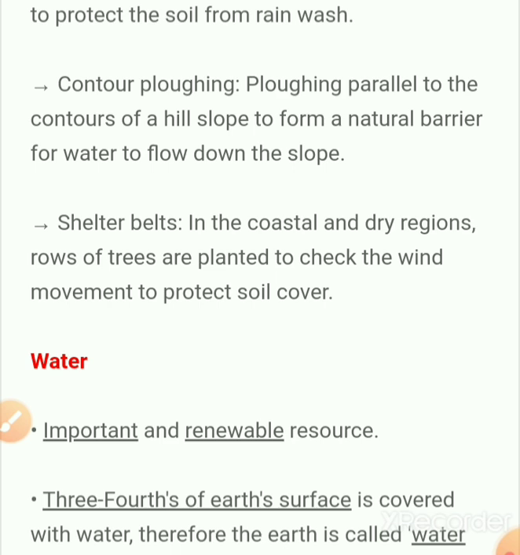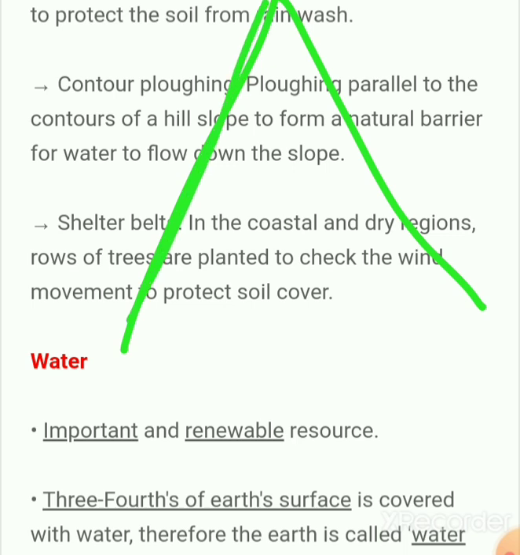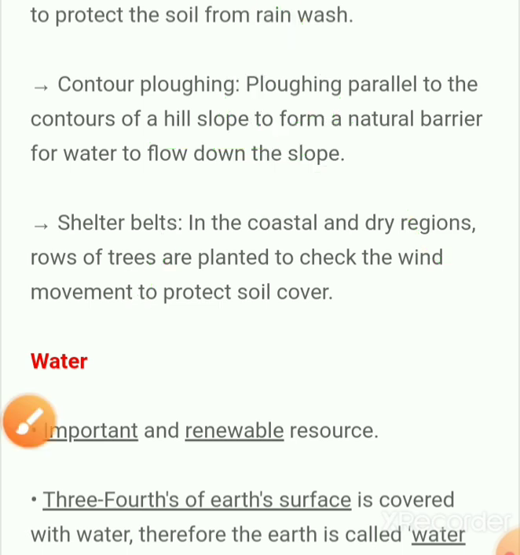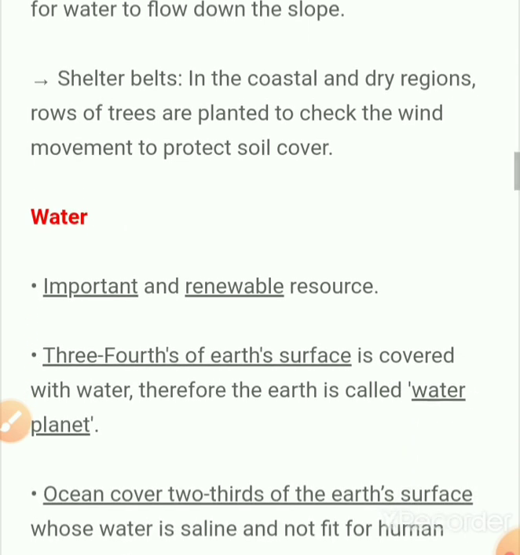If the slope is downward, for example this is the hill area and the slope goes down, what we do is plough like this, so that the flow of the water will stop here for a little bit. Again, when it is filled, then it will go down. Slowly the flow of the water gets stopped there by the barrier, so that we can reduce the soil erosion.